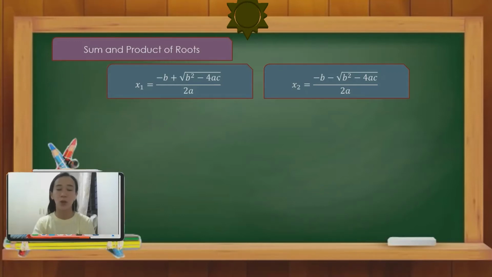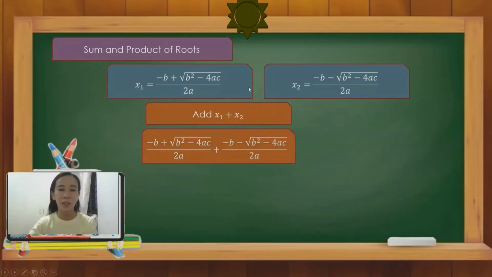First, we're going to find the sum of these two roots. So that is, we're going to add x sub 1 plus x sub 2. And x sub 1 is equal to this equation, and x sub 2 is equal to this equation. So that will be x sub 1 plus x sub 2. Now, in adding fractions or rational expressions, if we have the same denominator, then all we have to do is to add the numerators and copy the denominator.